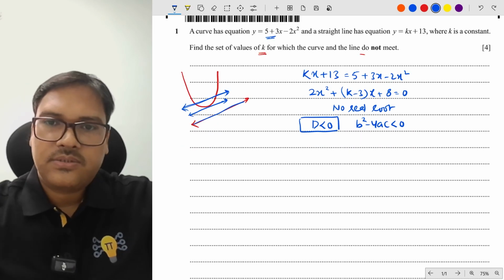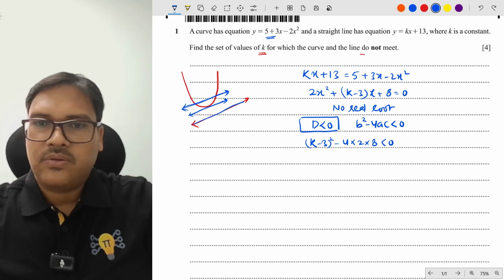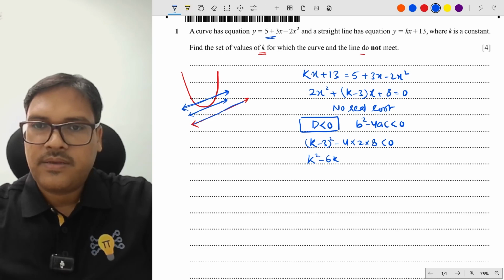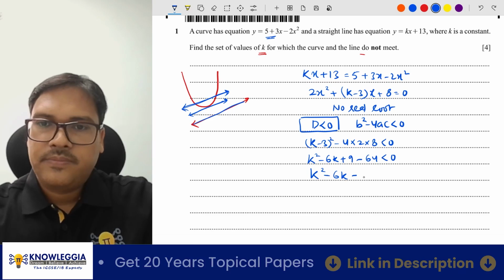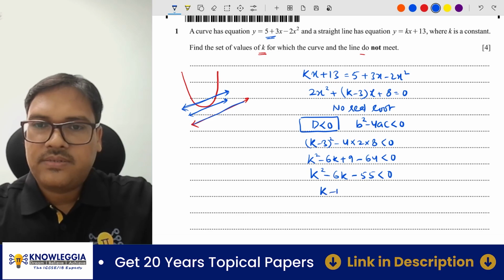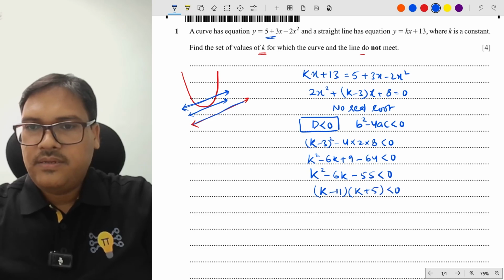Now let's put this condition. This is b square, that is (k minus 3) square minus 4 a c less than 0. Now we will solve this inequality. Basically this is k square minus 6k plus 9 minus 64 less than 0, which is k square minus 6k minus 55 less than 0. And you can factorize this very easily. This is (k minus 11) into (k plus 5) less than 0.